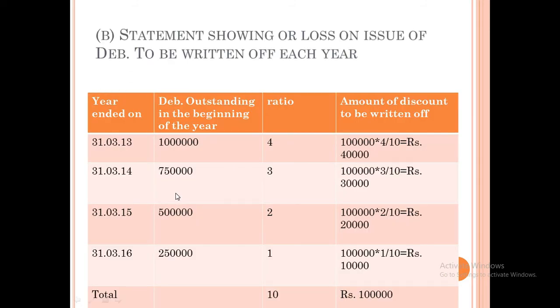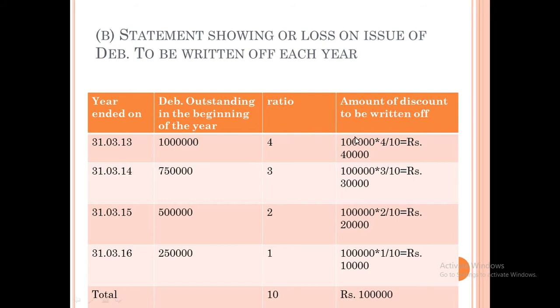Now in the second method, we will have to prepare a table. ठीक है? Now the year end years are यहाँ first column में. Second, the debentures outstanding in the beginning of the year. हर साल के beginning में, ये बात ध्यान रखिए, हर साल के beginning में जितने debentures हैं वो हमने यहाँ लिख लिए हैं. ठीक. Now अब इस figure की ये ratio हम निकालेंगे. Debentures outstanding in the beginning. तो ratio क्या आएगी? 1, 2, 3 and 4. फर्स्ट ईयर के एंड की रेशियो है 4, नेक्स्ट ईयर के एंड की रेशियो है 3, देन 2, देन 1, एंड द टोटल ऑफ रेशियो इज 10.